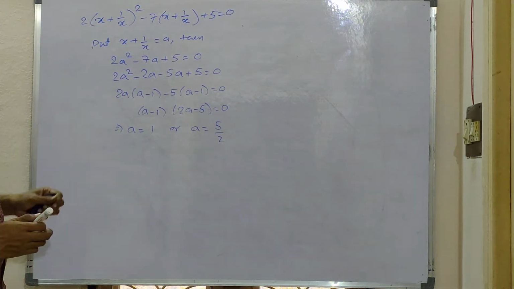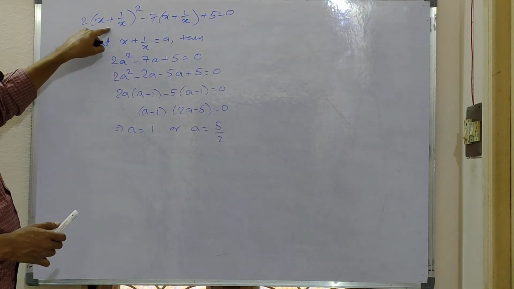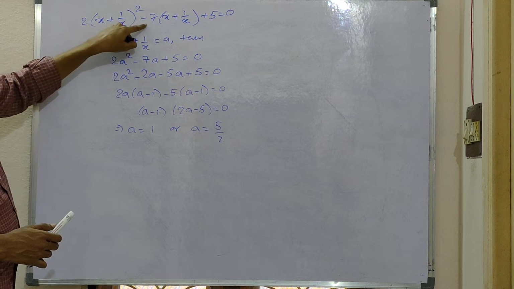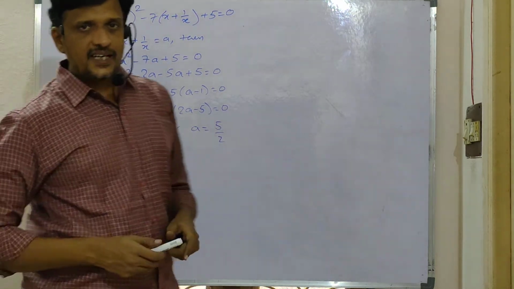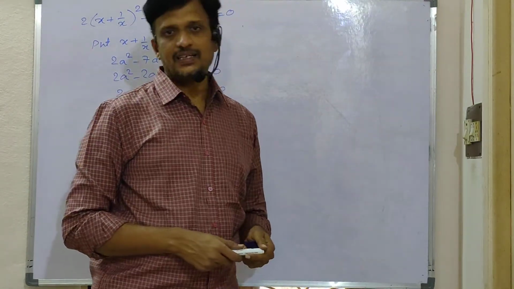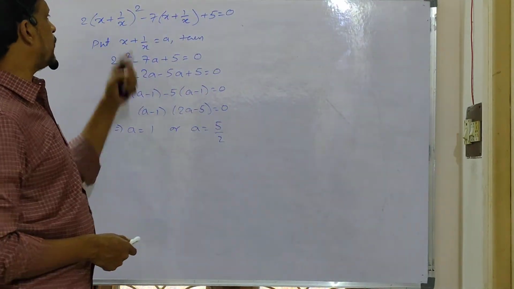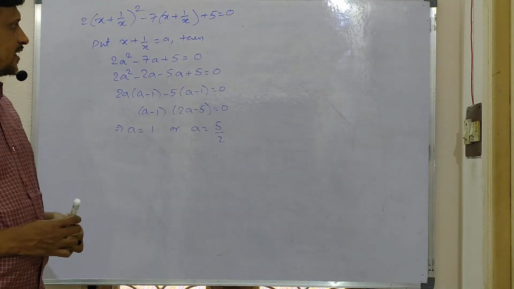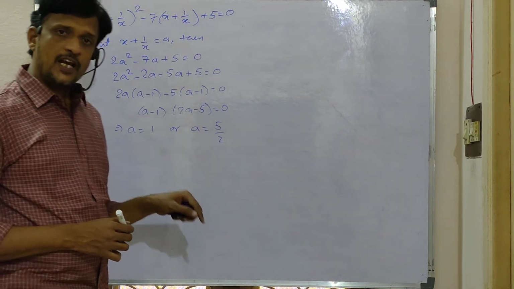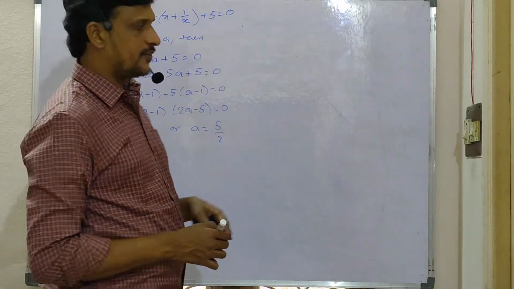Just observe the given one. This is 2 into x plus 1 by x whole square minus 7 into x plus 1 by x. That is the repeated term. So let the repeated term x plus 1 by x be a. Then you are getting this in the form of 2a square minus 7a plus 5. So factorization gives a values. Now corresponding to each value of a, find x values.